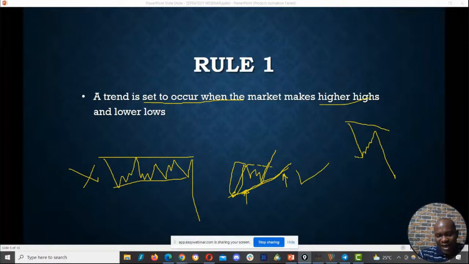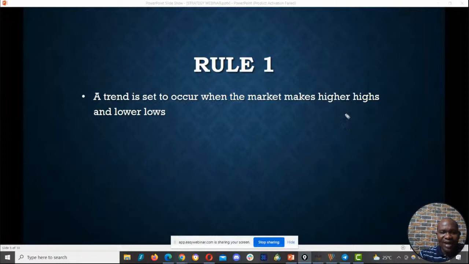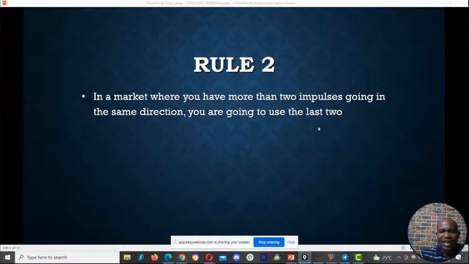We are going to go to the live market, but before we start going to the live market, let's note this rule. All right, let's note this rule. Now, the second rule that we need to identify in the market is in a market where you have more than two impulses going in the same direction, you are going to use the last two impulses. All right, the last two, because look at what I've drawn here. Most markets don't look this way. Most markets don't look as simple as this thing I've drawn like this.